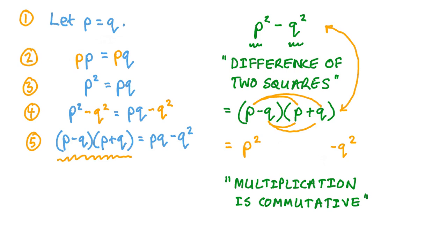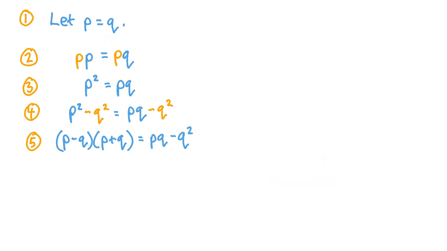So I've now got p minus q times p plus q is equal to pq minus q squared. So I've factorised the left-hand side of our equation, but over on the right we can see that both terms have a common factor of q as well, so I could factorise that side too. So we've now got p minus q times p plus q is equal to q times p minus q.